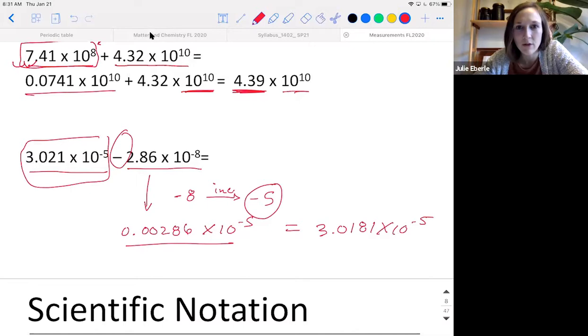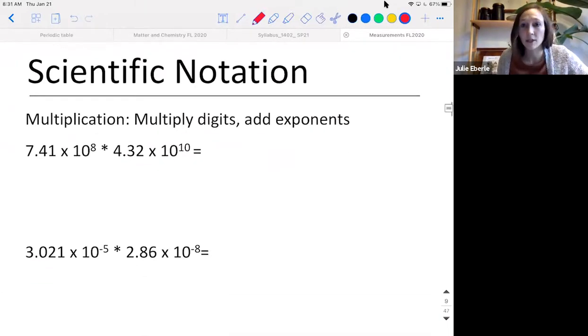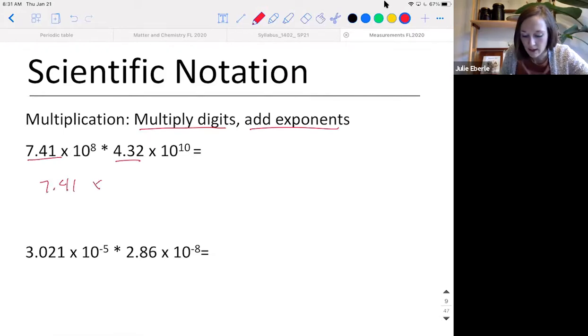Any questions so far? I'm going to have another poll a little bit later on. We'll get to it. All right. That's addition and subtraction. Let's look at multiplication. Here's the rule. You're going to multiply the digits. You're going to add the exponents. This one's a little easier. You don't have to do any manipulation with moving decimals. So you're just going to take the base numbers and multiply those. So you're going to do 7.41 times 4.32.